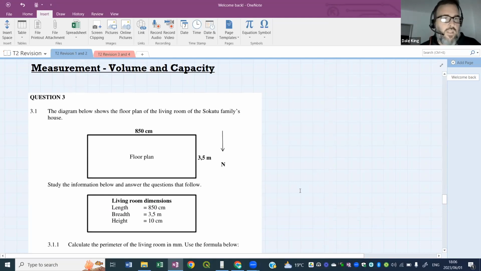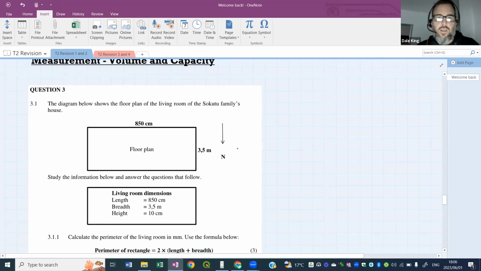So here's question 3. It says the diagram below shows a floor plan of a living room of Sokoto's family house. We see a floor plan there, and we also see an arrow. This reminds us of a map work question, and the arrow is going the other way. Usually the arrow is pointing this way. Maybe they're just trying to trick us, but there's an arrow there. Maybe they'll ask us a map work question. Usually this is linked to a map work section.